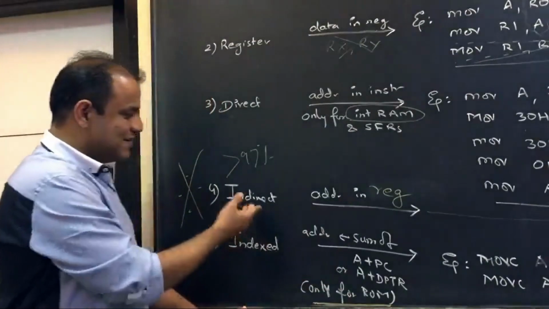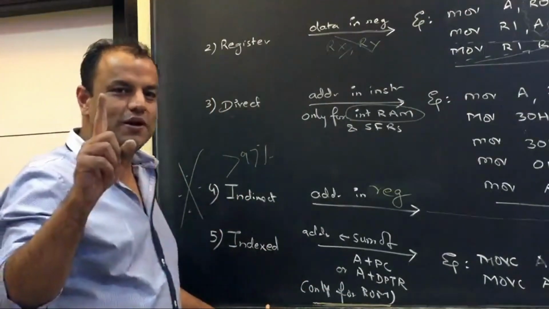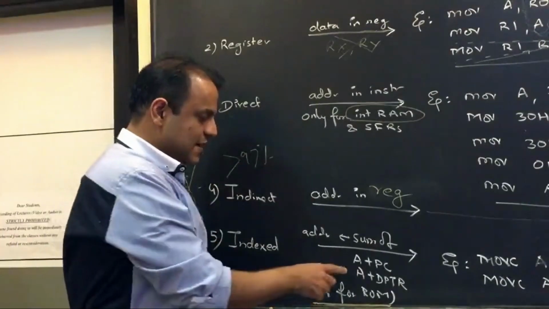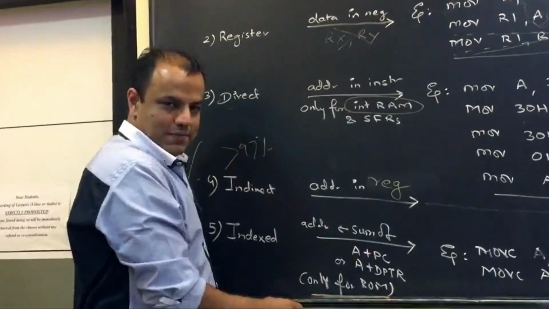So it is basically an extension of indirect addressing mode. In indirect addressing mode, address is given by one register. Here address is given by a sum of 2 registers. Which 2 registers? A plus DPTR or A plus PC.